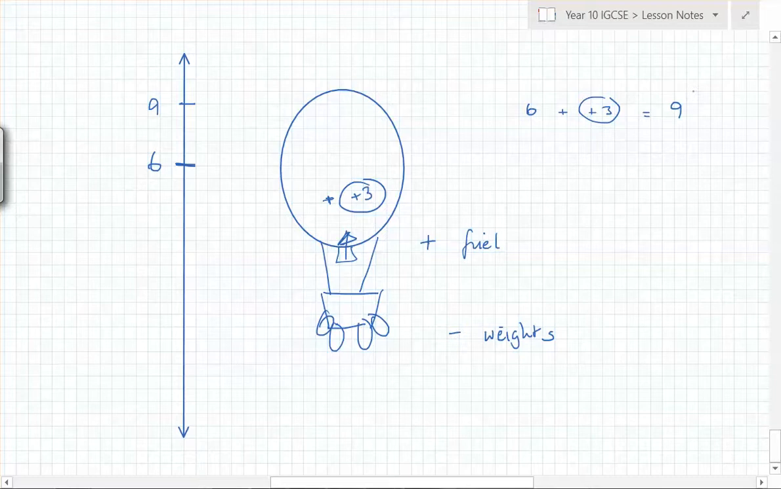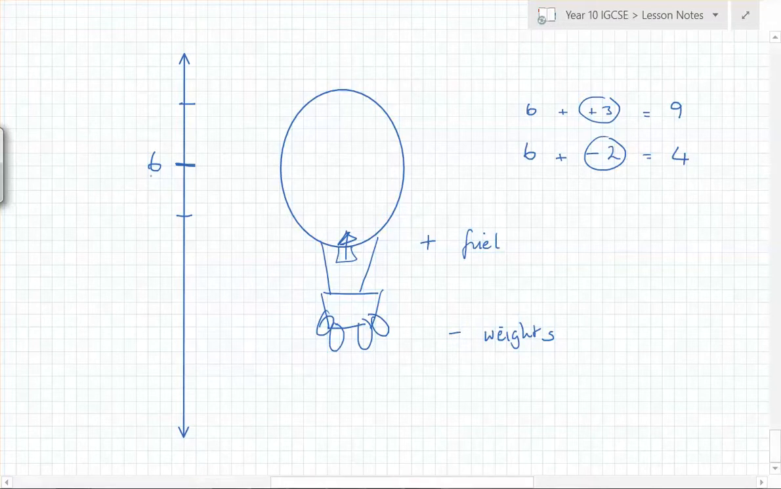Alright? Let me ask you then. I'm at 6, and this time I add -2. So I'm going to do 6 add -2. So what that means is I add a weight, I add a negative, what happens to the balloon? It goes down, and it goes down to 4. So that would be 4. Making sense? Yes. Right. Here's where people start to get a bit different.